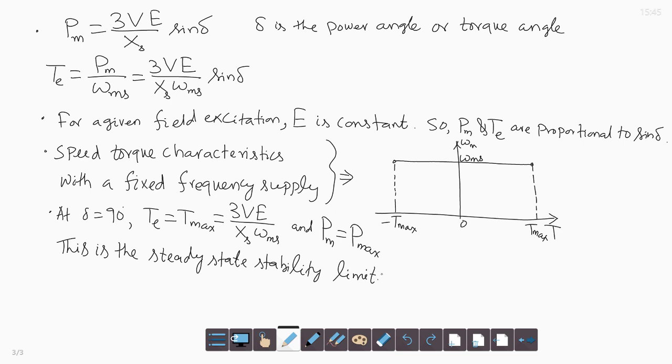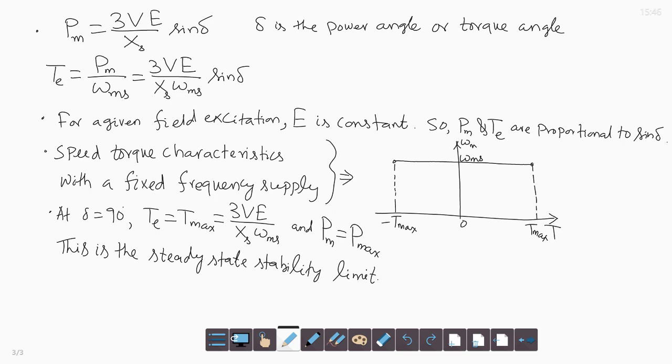That means, if the machine is loaded slowly, gradually, we can load maximum up to the maximum torque T max or corresponding power P max, and the motor rotates at one constant speed, synchronous speed, which is obtained at delta equals 90 degrees. The torque and power become maximum. Slowly you can load the motor, and as we load the motor, the load angle delta increases, and the maximum value of delta goes to 90 degrees.